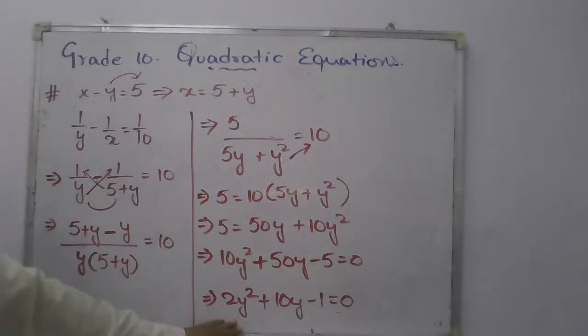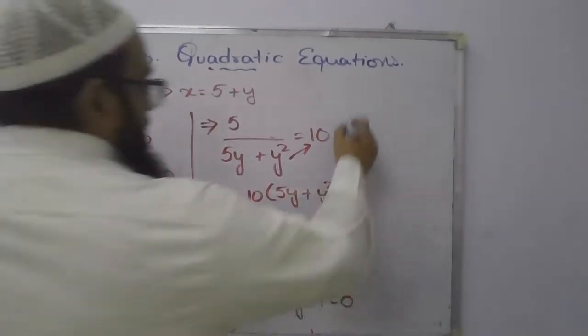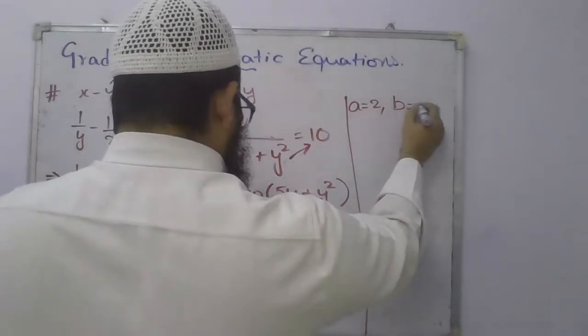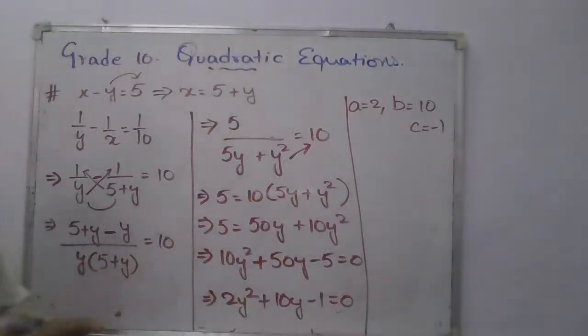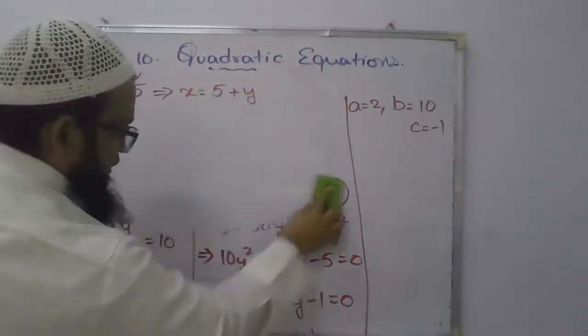So now solve this. How will you solve? Using what formula do you solve? You can take A is equal to 2, B is equal to 10, C is equal to minus 1. So let us solve it using the formula.